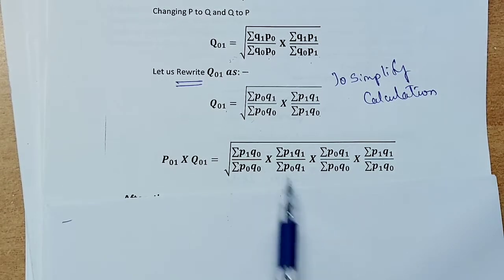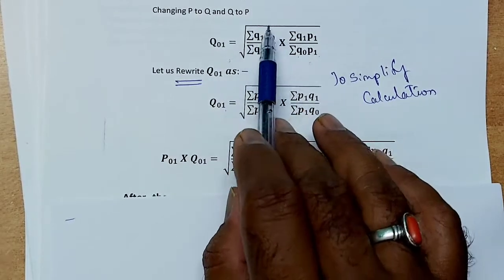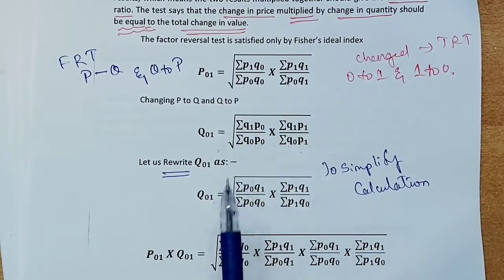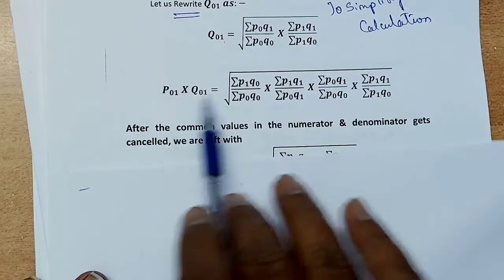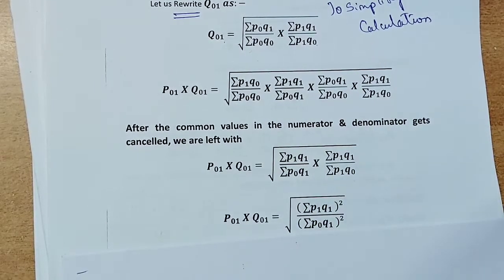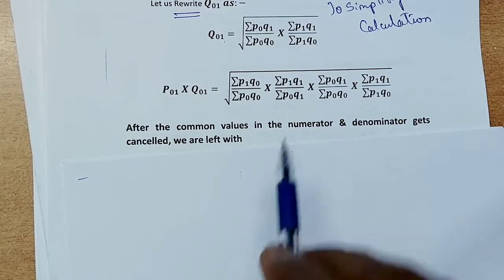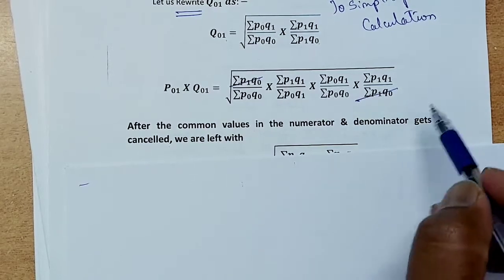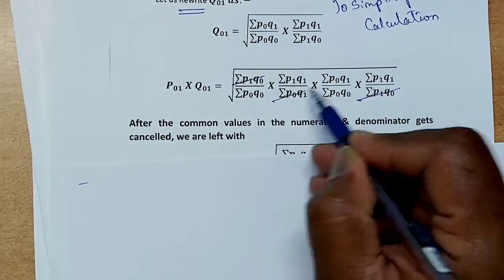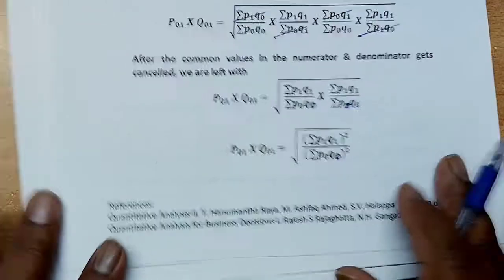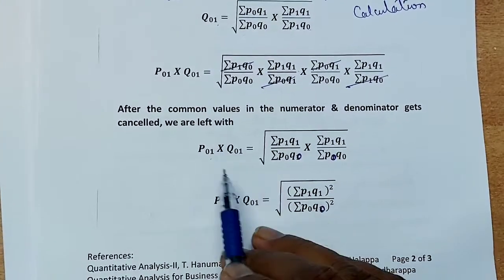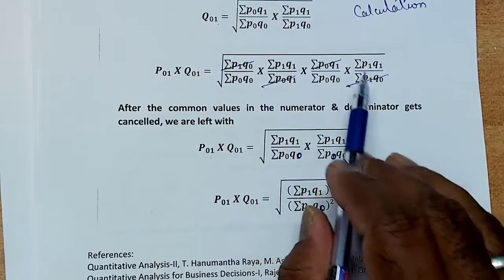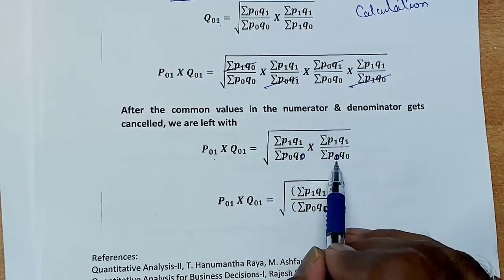P01 into Q01. We will bring down these same values of P01 and Q01 as given here. So after writing down all these common values, what remains here? Sigma P1 Q0 gets cancelled and sigma P0 Q1 gets cancelled. After cancelling everything, we are left with P01 into Q01 is equal to sigma P1 Q1 divided by sigma P0 Q0, again into sigma P1 Q1 divided by sigma P0 Q0.